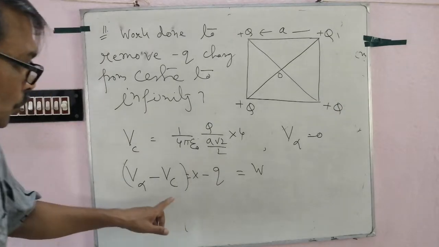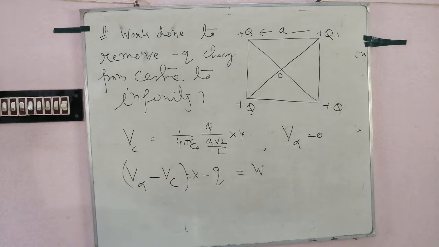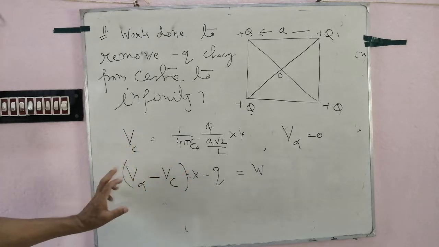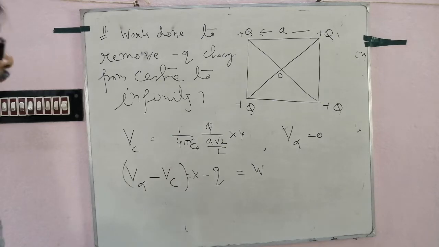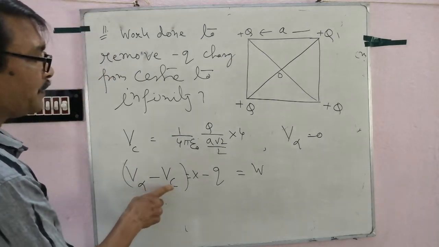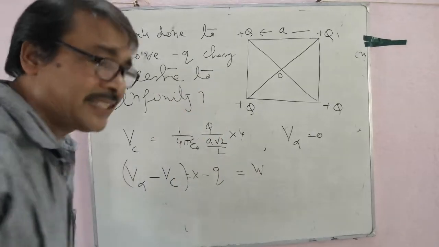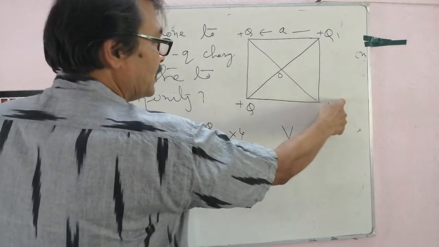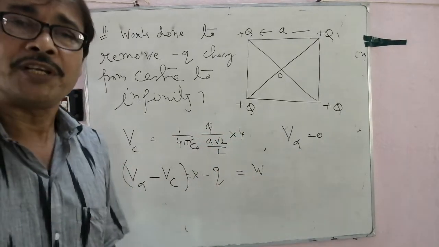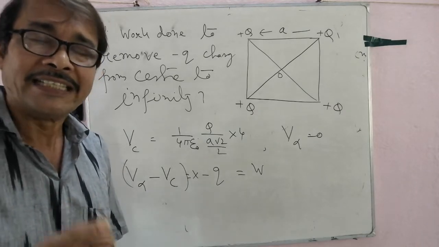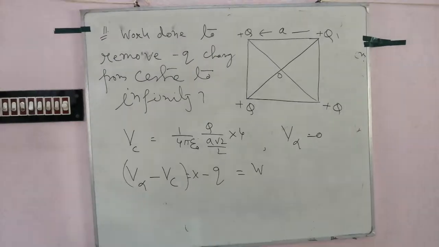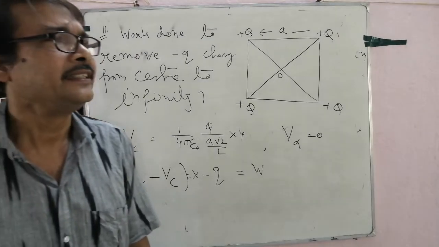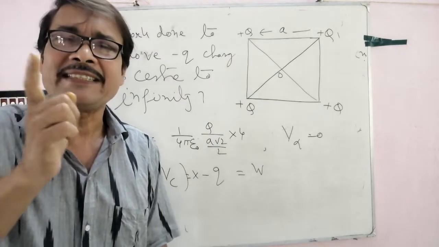Clear? So what will be the final result? Final result will be minus, and here you put the value V infinity 0. Why do we take V infinity minus Vc, not Vc minus V infinity? Because in my definition I mentioned that potential difference between A to B is work done per unit positive charge to bring it from B to A.